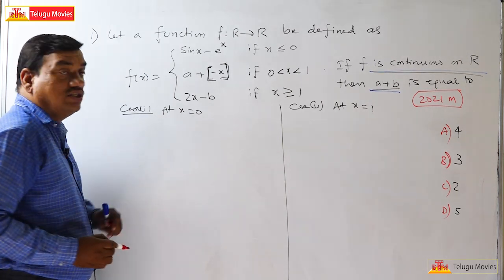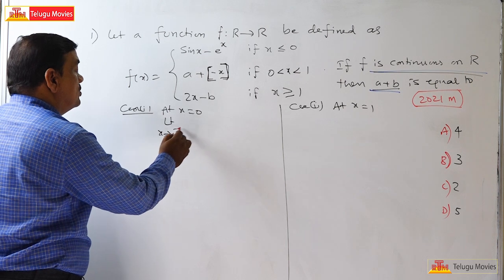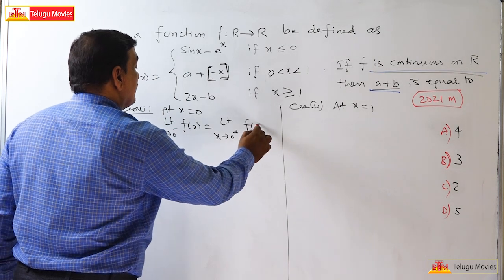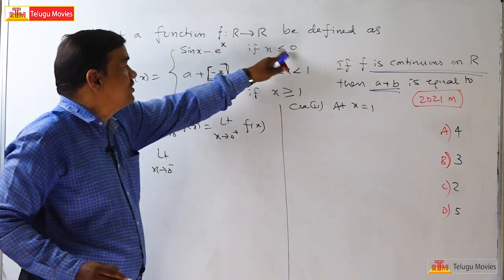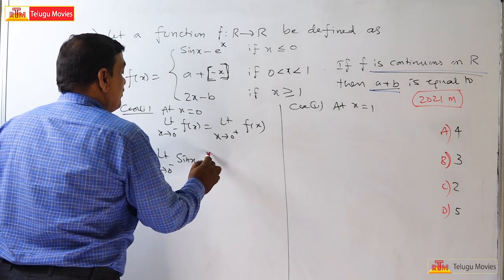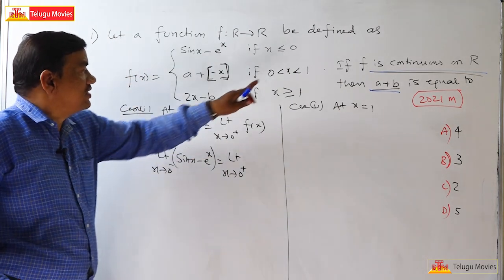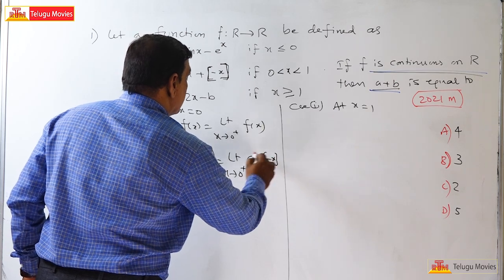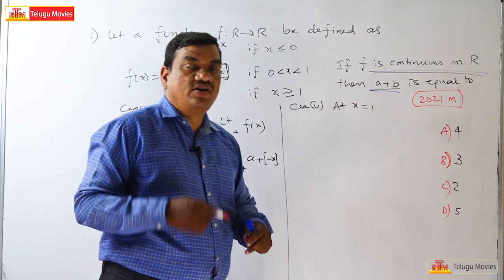At x is equal to 0, continuous means what? LHL, that means the limit as x tends to 0 minus of f of x is the same as the limit as x tends to 0 plus of f of x. Limit as x tends to 0 minus means x less than 0, where the value given is sin x minus e power x. For the limit as x tends to 0 plus, x greater than 0, the value is a plus step of minus x. This is the step function of x, which will definitely be mentioned in the problem.